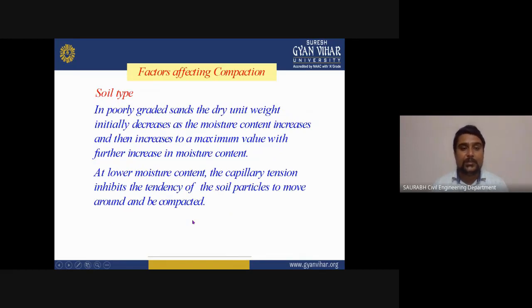Soil type, again we will see how the soil type can affect the compaction of a soil. In poorly graded sand, the dry unit weight initially decreases as the moisture content increases, and then increases to the maximum value with the further increase in the moisture content. At lower moisture content, the capillary tension inhibits the tendency of soil particles to move around when compacted.